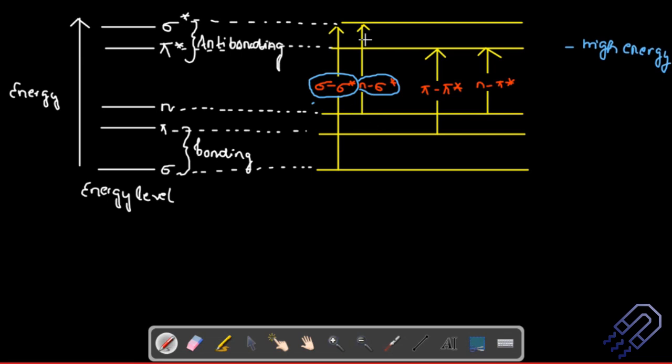Why? Because it needs to cover greater distance. We need more energy for this transition. But for this particular case, the energy needs to be less. And that is why I said this is high energy.